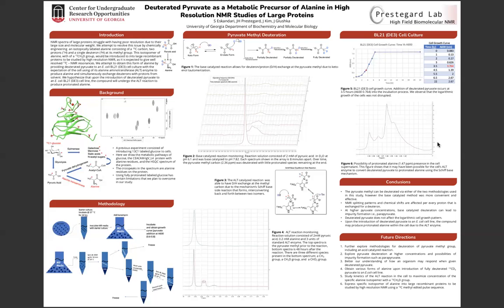And we're also going to study the kinetics of the alanine transamination reaction in the future to try to maximize the concentration of the specific alanine isomer with a 13CH2D group. And we're going to express this isomer into a large recombinant protein and study it with a C13 methyl edited pulse sequence in the future and be able to quantify our peaks of large proteins. Thank you.